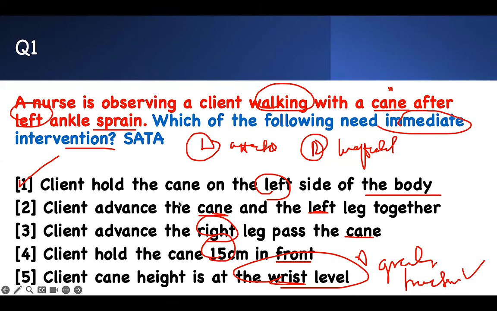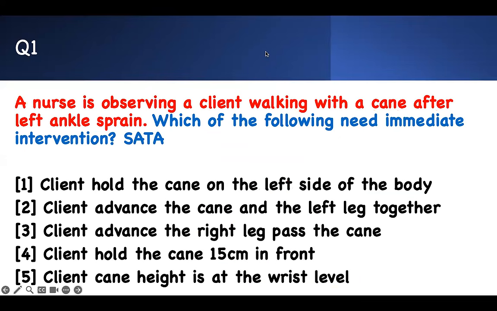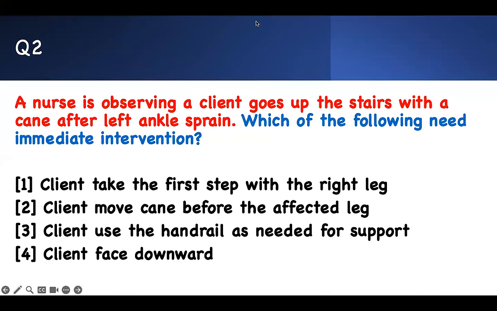So the only one, which of the following need intervention, is one. The cane should be held on the unaffected side. Left side is affected, it should be held on the right. Like I said, you got to master them. These questions are all about, most of them are assisted devices. It's 50% of them.